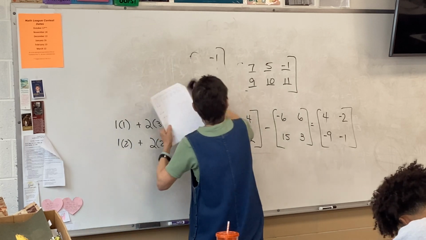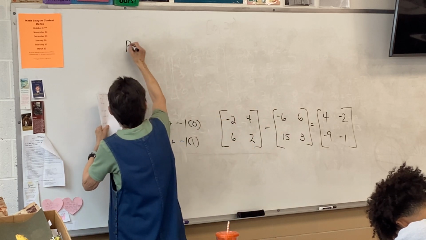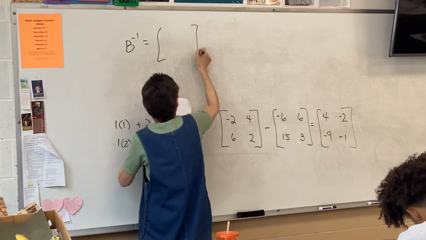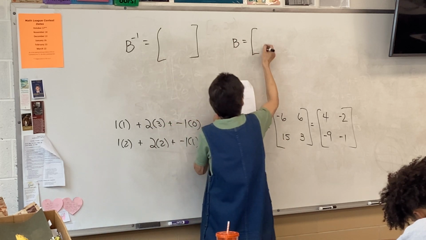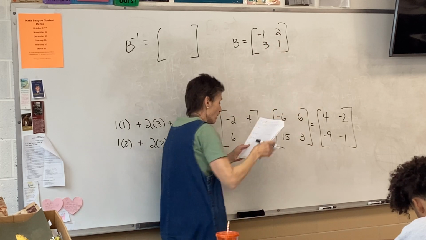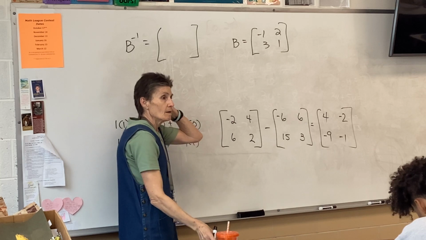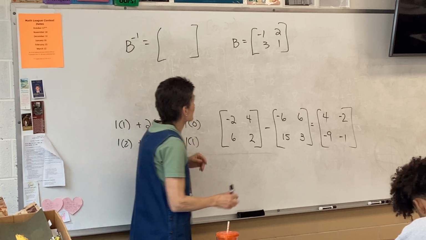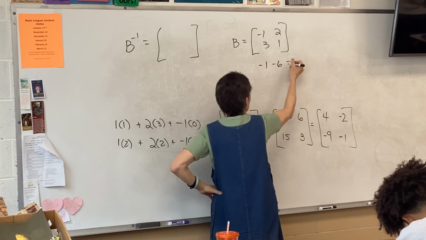What's happening in the next problem? What am I supposed to be doing here? Finding the inverse, which is going to be a matrix. And the original matrix is -1, 2, 3, 1. So how do I go about finding the inverse? Find the determinant. So the determinant would be -1 minus 6, -7.